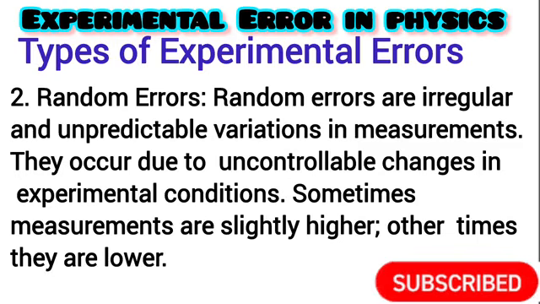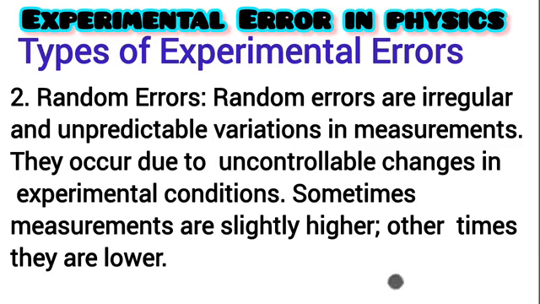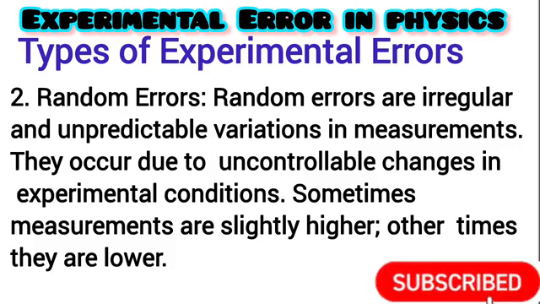The second type of experimental error we're going to discuss is the random error. Random errors are irregular and unpredictable variations in measurement. They occur due to uncontrollable changes in experimental conditions. Sometimes measurements are slightly higher or other times they are slightly lower.